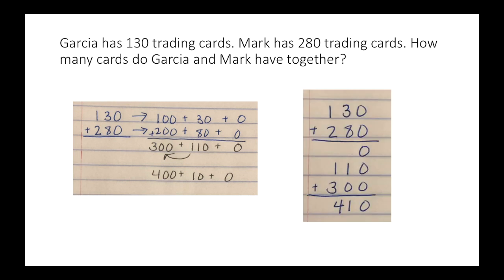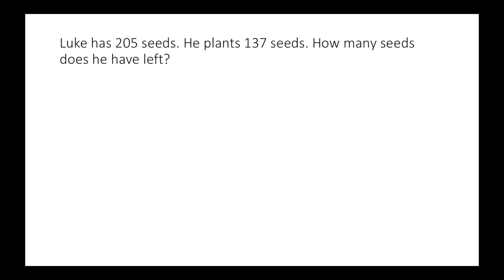I could also do it just a little bit differently. I'm using partial sums. Again, it's very similar. I had 0 ones, I had 110 tens, and I had 300, or 3 hundreds, which gave me 410. So these are two different ways, but notice how they're very, very similar when I solved it. All right, let's take a look at a subtraction problem.